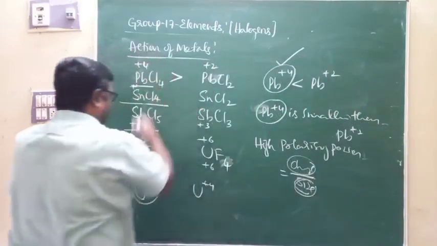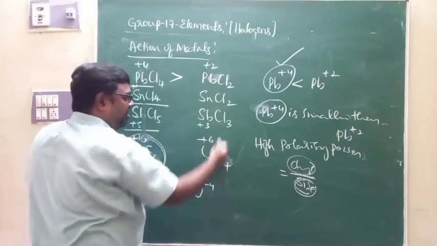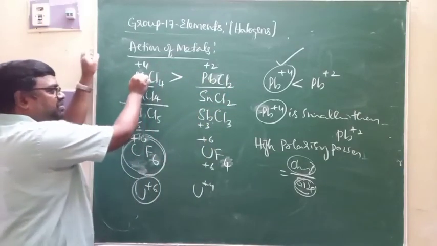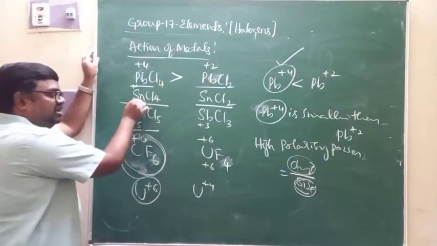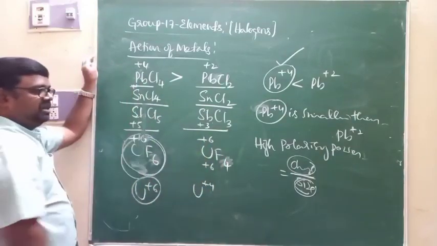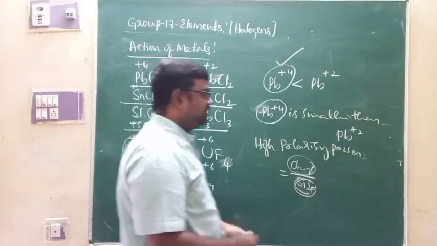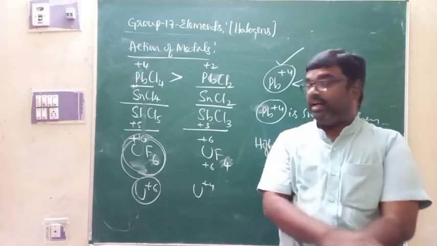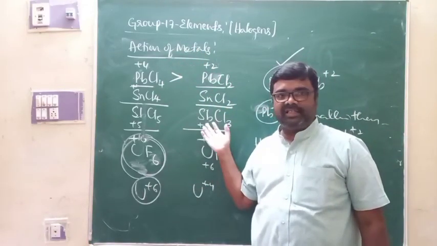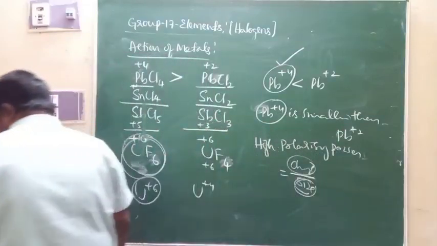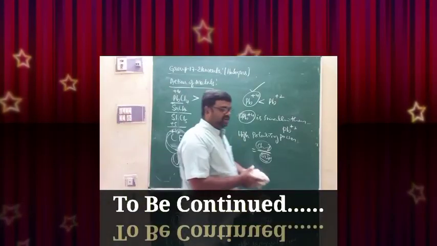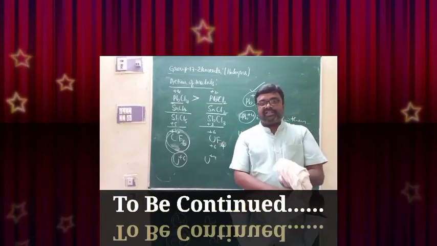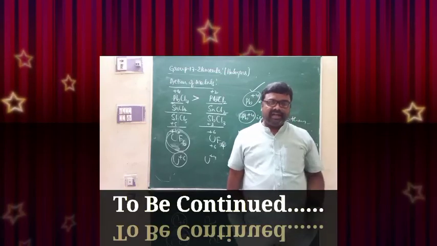So all of these are more covalent than the lower oxidation state compounds, or we can say the latter are more ionic. PbCl2 is more ionic than PbCl4, SnCl2 is more ionic than SnCl4, and SbCl3 is more ionic than SbCl5. We can also say that the smaller the cation, the greater the tendency to undergo covalent bonding. So this is what we call reactivity with metals. And that's all about the chemical properties of group 17 elements. In the next video, we'll go for some individual discussions like chlorine, hydrochloric acid, and interhalogen compounds.